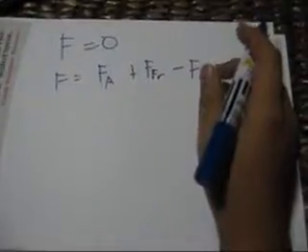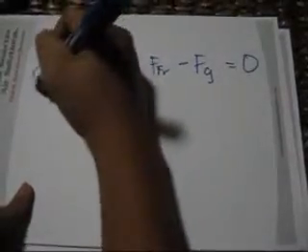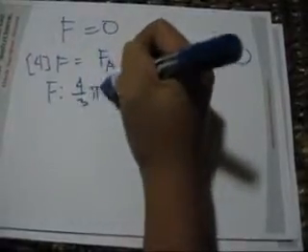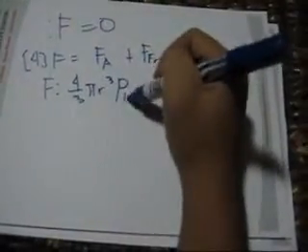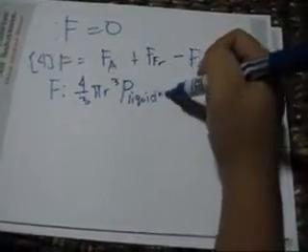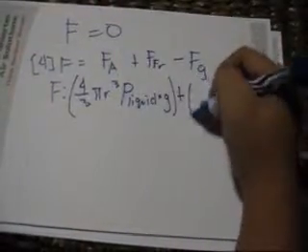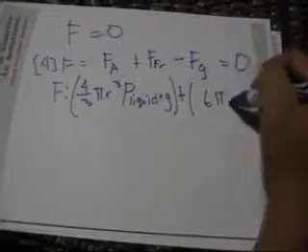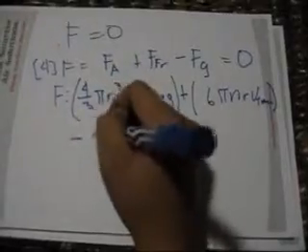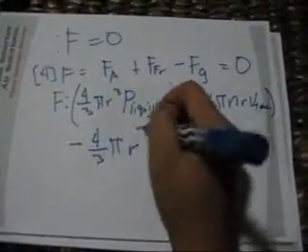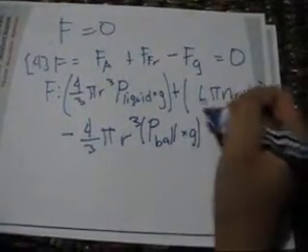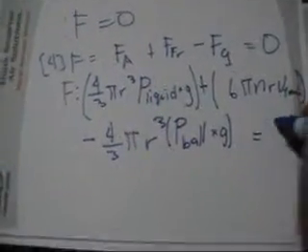Putting equations 1, 2, and 3 into this equation, which is number 4, we get that all forces are 4/3 pi r cubed p liquid times g, plus 6 pi n r v term, minus 4/3 pi r cubed times p ball times g. Now all of this is equal to 0.